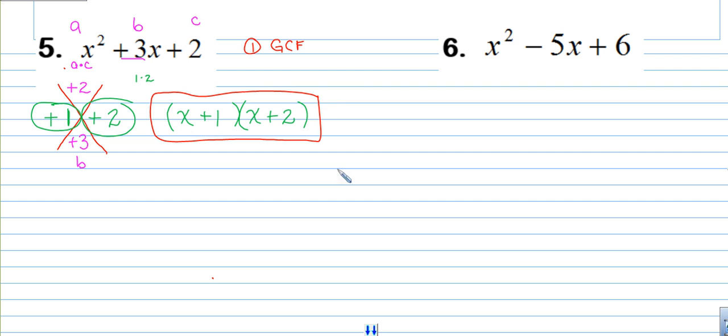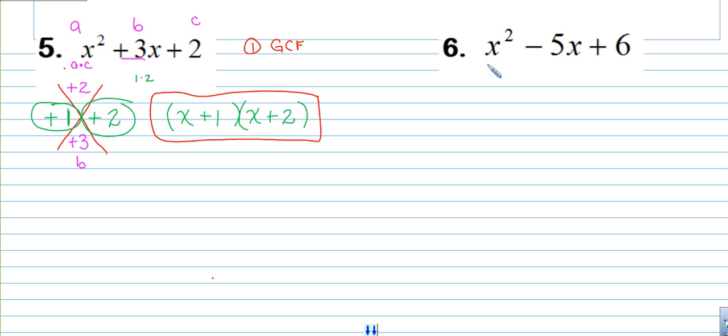Okay? So now let's look at question number 6. First thing we're going to try to do is take out a GCF. Well, there's no number here, and nothing will go into 5 and 6 and 1 but 1, so you don't really have a GCF number. And then they don't all three have the same letter, so you can't take out a letter. So there is no GCF for number 6.